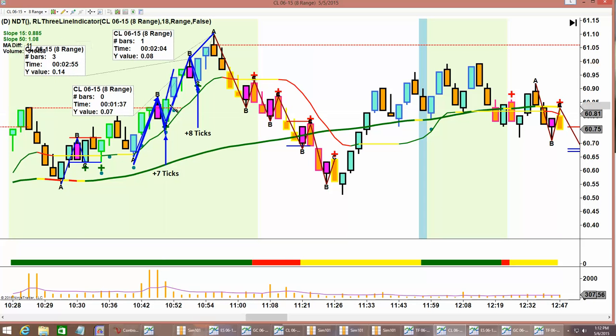That second trade was not as tight to support as I would like. Well, it went 15, and the second one went 8.